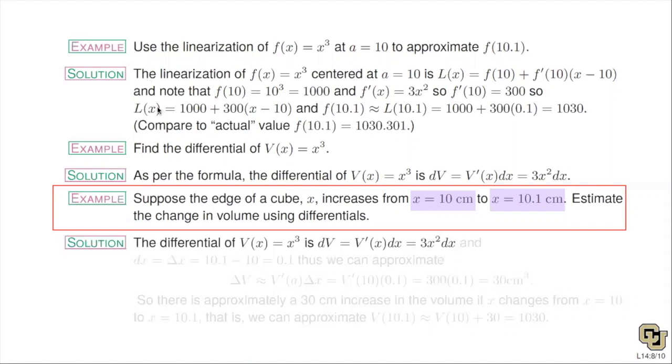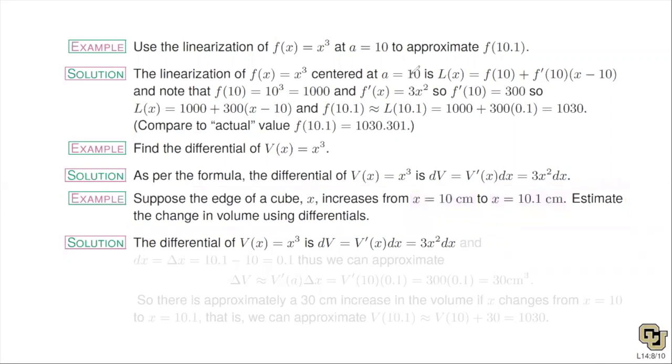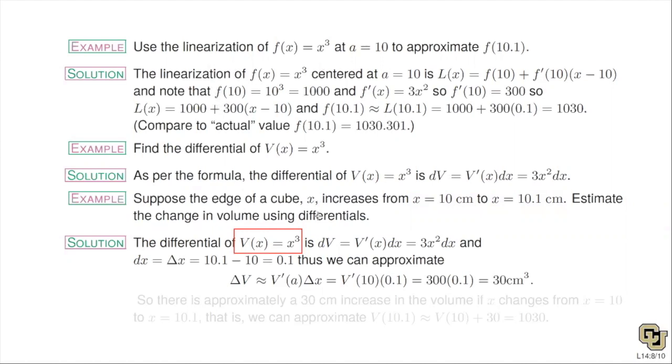So the idea is we're going to approximate delta V, the actual change, with the differential dV. And the differential is just when we approximate the new volume with the value of the tangent line using a linearization. So here I calculated, if V is equal to x cubed, then by definition, dV is just V prime of x dx. This is the theoretical definition of the differential. And here, V prime of x looks like 3x squared dx.